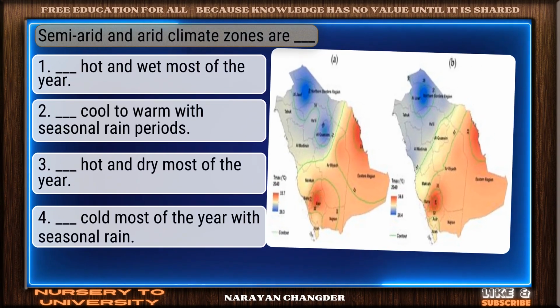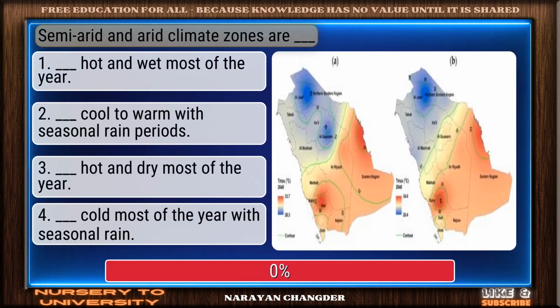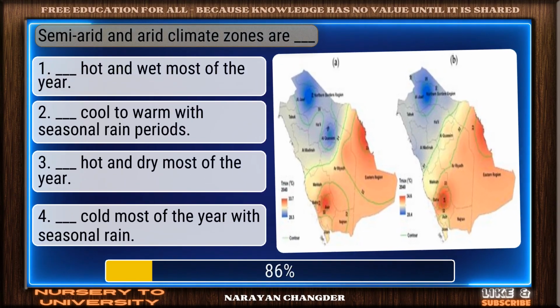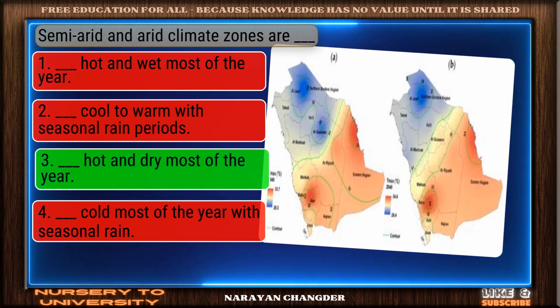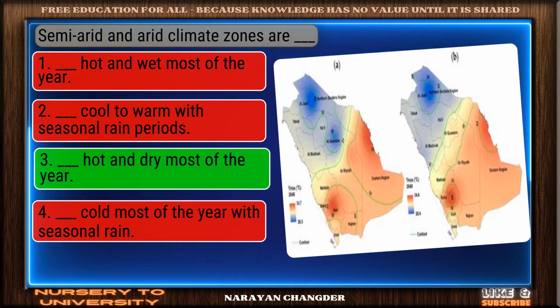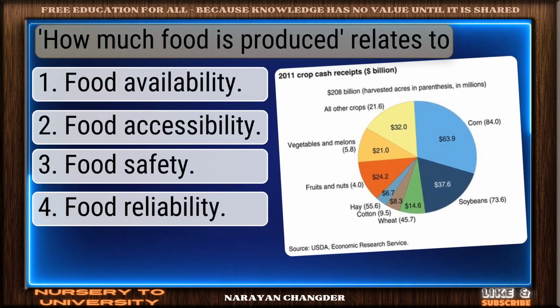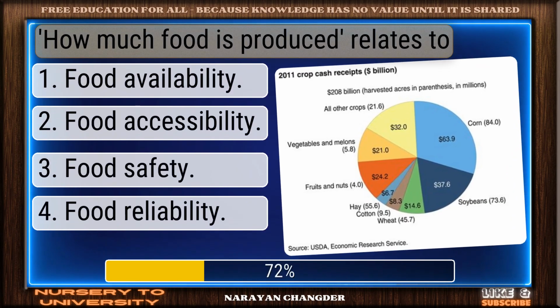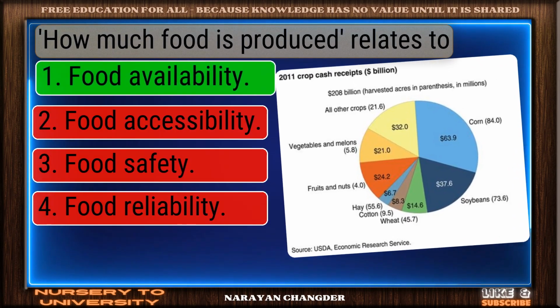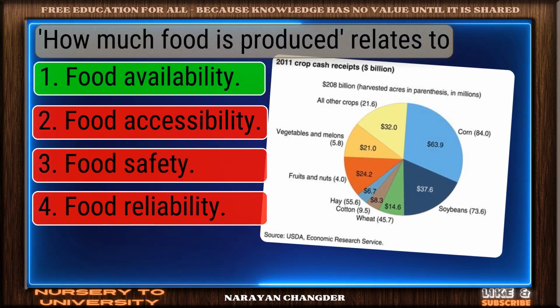Semi-arid and arid climate zones are dash. Good job. Your answer, dash hot and dry most of the year, works well here. How much food is produced relates to. Right choice. Food availability is the best answer.